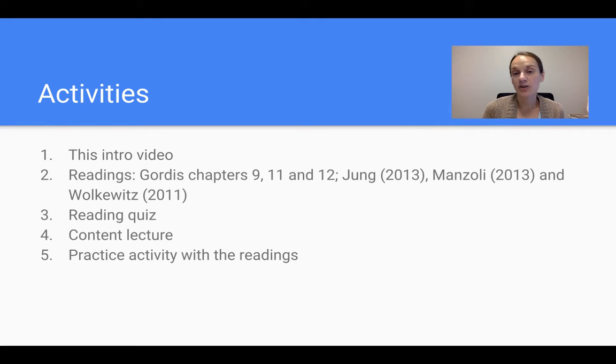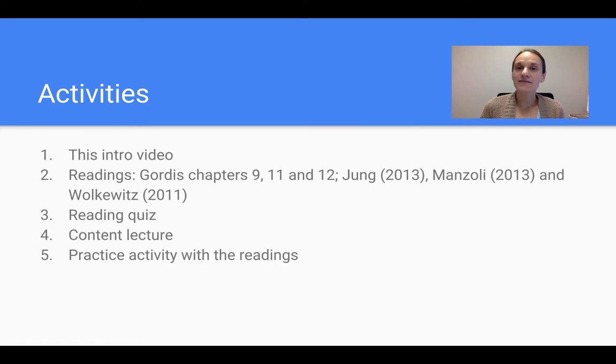Your activities for this module include this introductory video, readings from your textbook, chapters 9, 11, and 12, and then 3 example articles. All three of these articles are real articles, but they're examples of cohort studies that have been conducted. And they're kind of quirky. Some of them are a little funny. Maybe I threw it in there as a joke. You'll see which one that is.